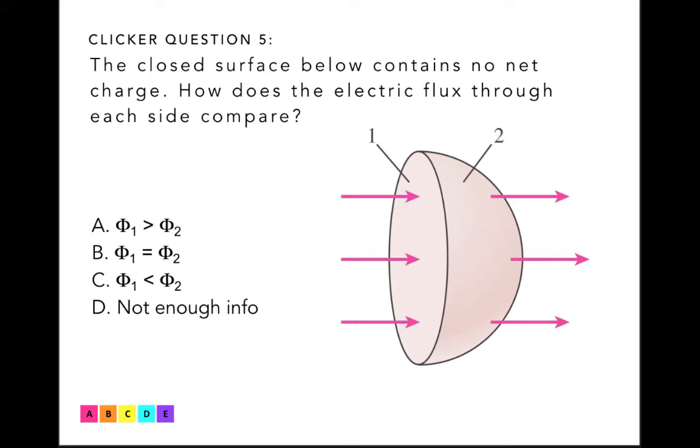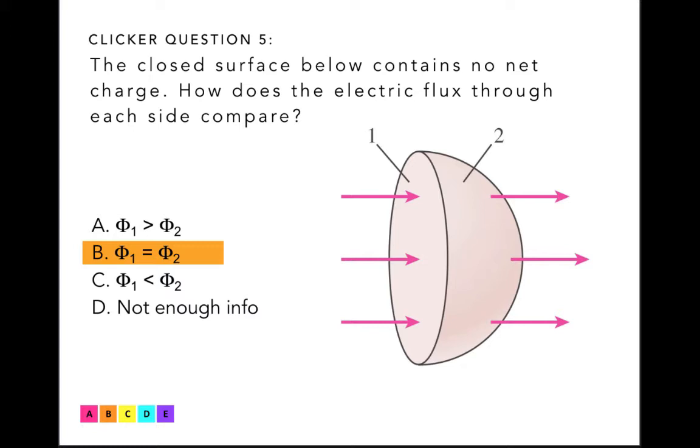So anything that flows in here has to flow out here because these two surfaces form a closed surface. Okay? We have the same number of lines going in as we have coming out. That's going to be equal flux. Is that true for all cases? Yeah, anytime you have a closed surface where you have lines going in and lines coming out in the same number, that means your net charge is 0.